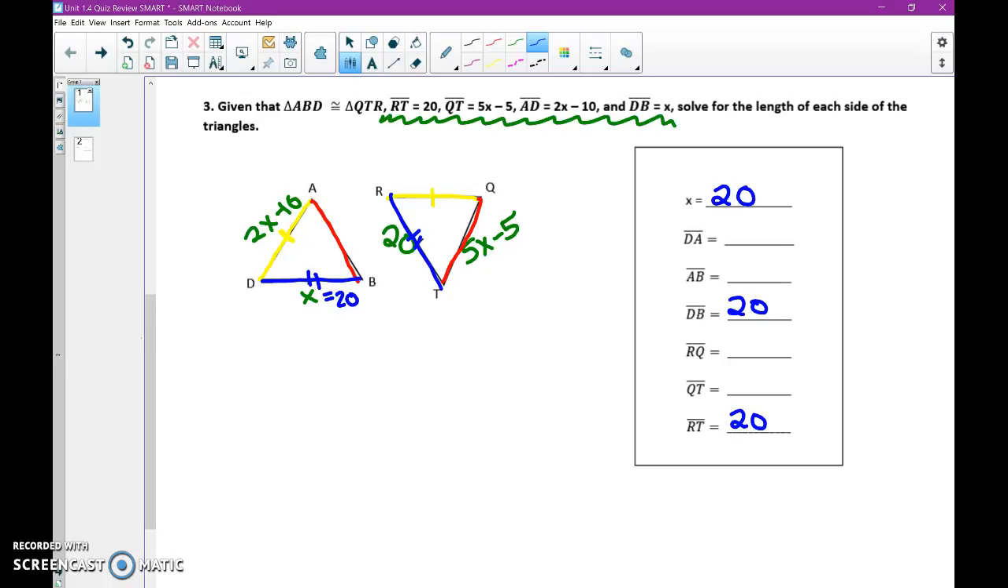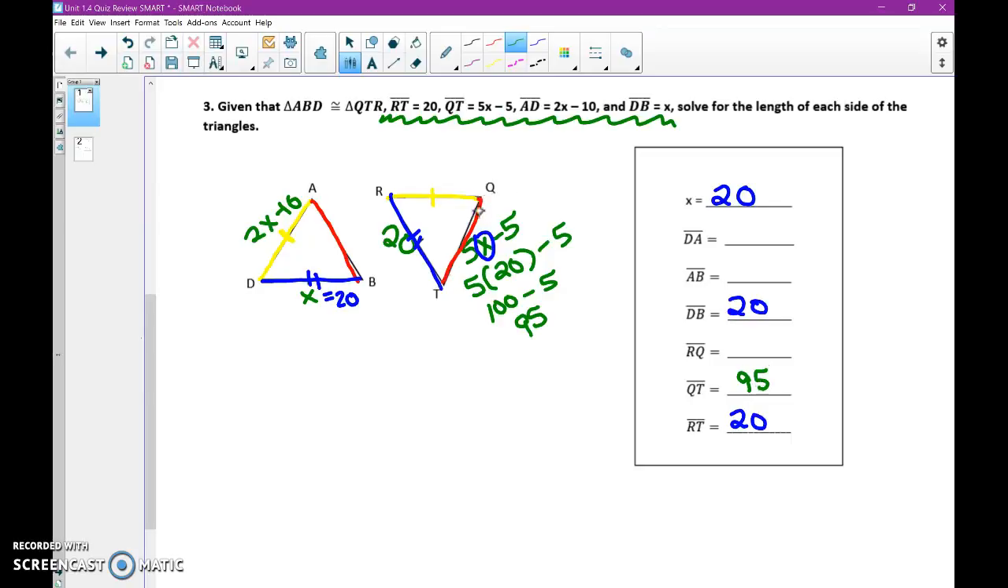I've got this red side here that says 5x minus 5. I don't know what 5x minus 5 is supposed to equal, but what did I just figure out x has to equal? 20. If x is 20, get rid of x and replace it with 20. Instead of 5 times x, it's really 5 times 20. This is called substitution. 5 times 20 is 100. Minus 5 is 95. That means that QT is actually 95 units. I know it seems weird, but that's how long it is. So in my box, I'm going to put that QT is 95.